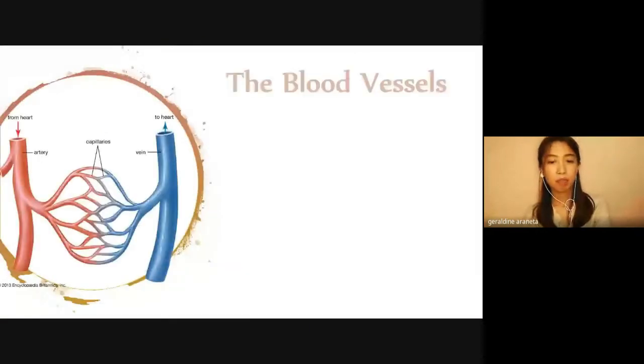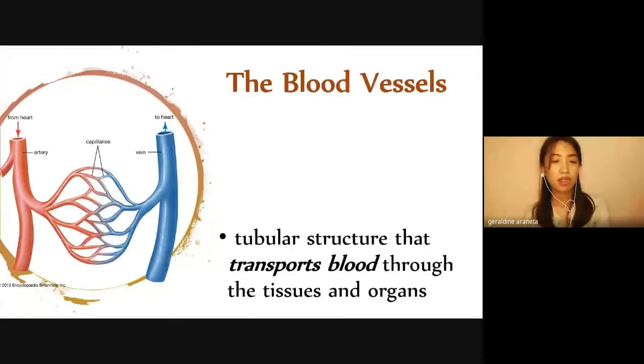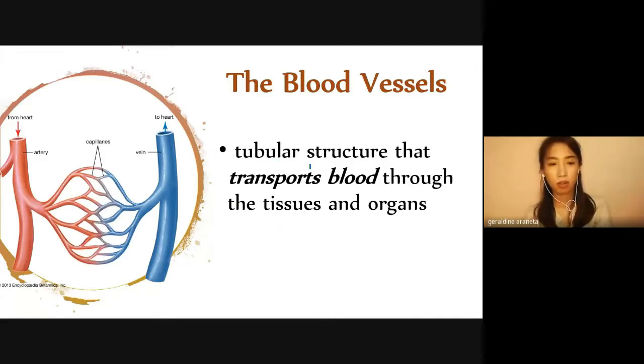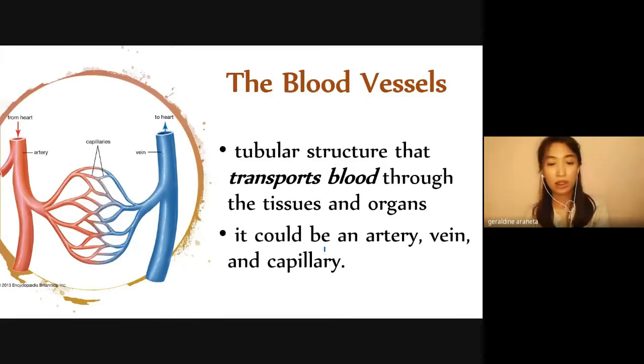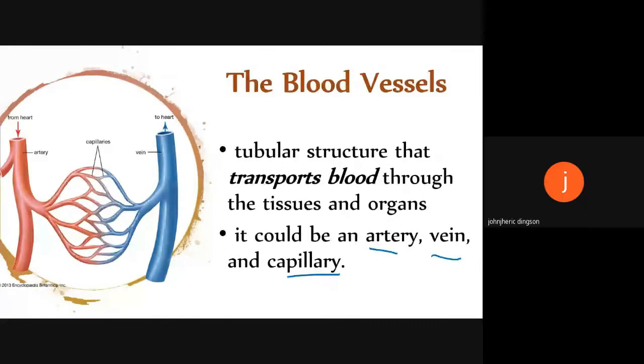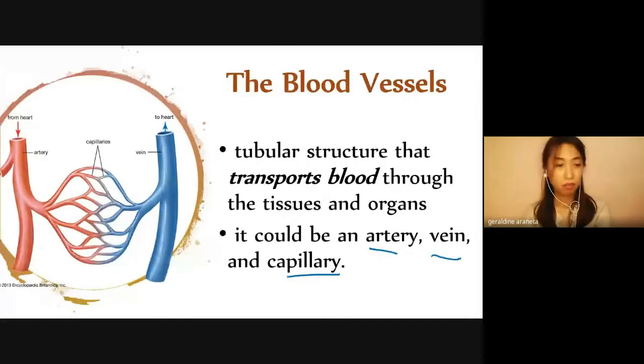Next is the blood vessels. So, the blood vessels are tubular structures that transport blood through the tissues and organs. So, it could be an artery, vein, or capillary. So, kumbaga, si blood yung bus, tapos si blood vessel yung kalsada. Do you get my point? Opo. Okay. So, dun dumadaan yung mga blood.